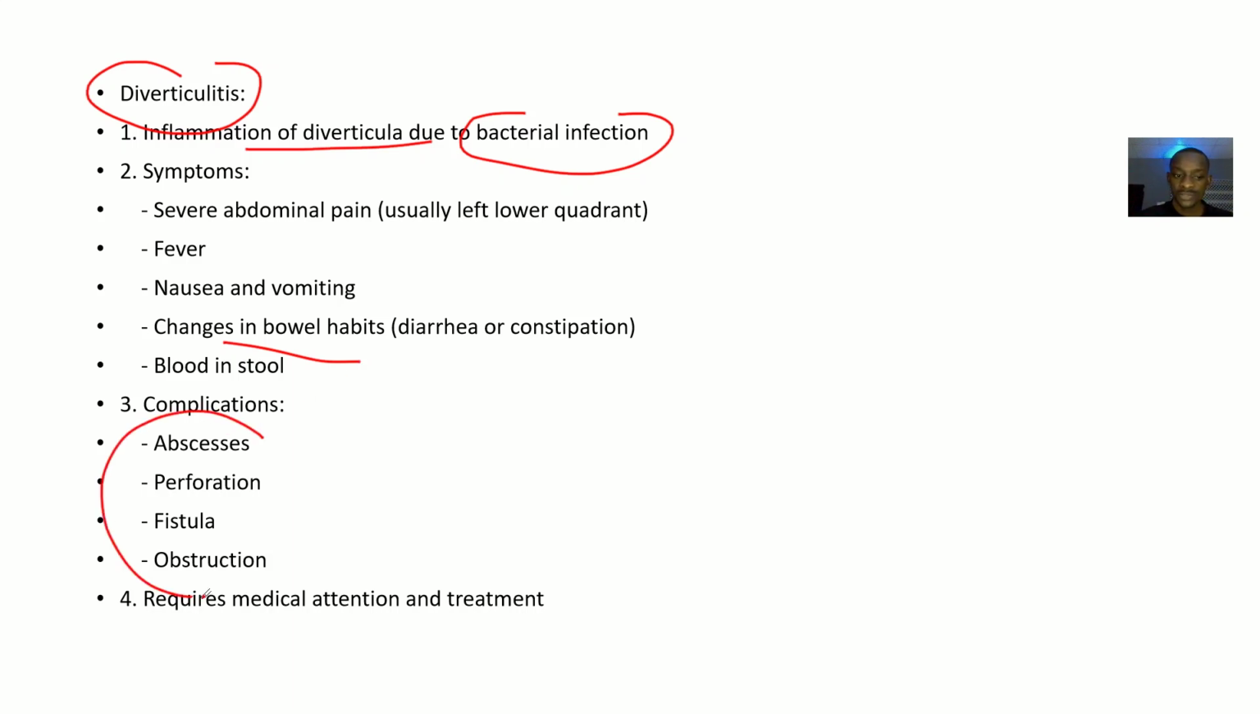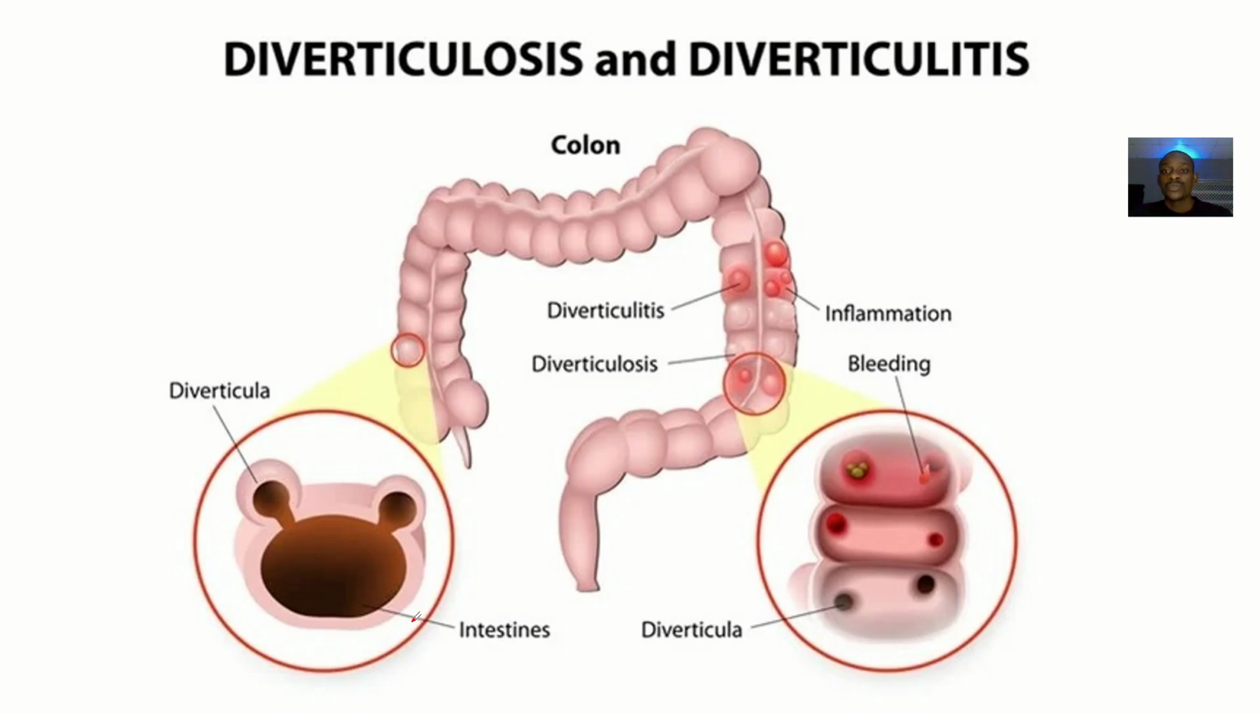What are the complications? Diverticulitis can lead to abscess formation, perforation, fistula formation, and obstruction. It actually requires prompt medical attention and prompt medical treatment. So if there's a small outpouching without inflammation, that is what is known as diverticulosis. If there is a small outpouching with inflammation, that is what is known as diverticulitis.